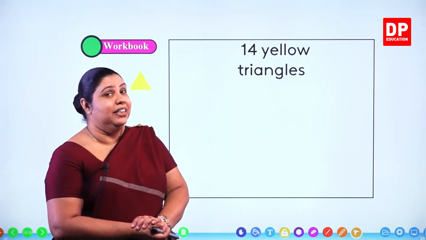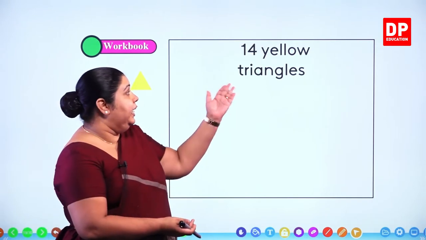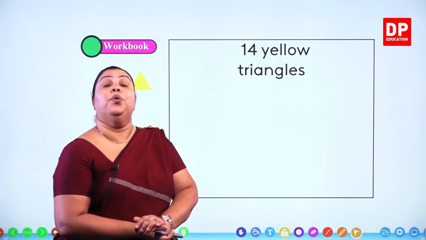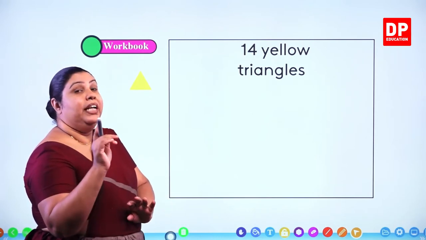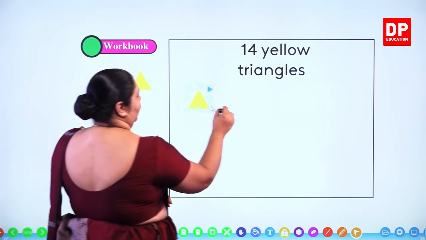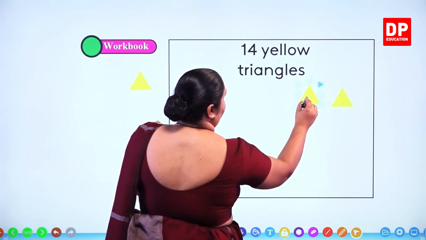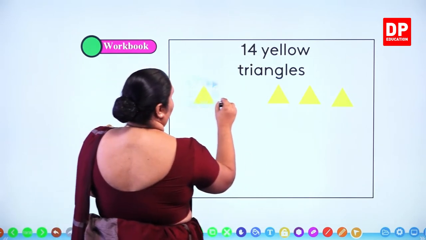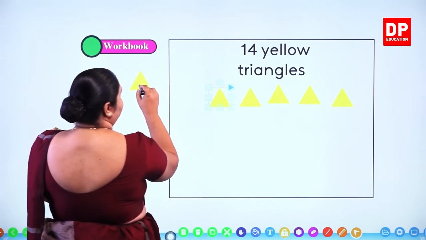Onna putalata godak andinna tiyenawa. 14, what is that number? 14ak neda putte? Yellow, what is the color? Yellow, kaha paata? Triangles, trikona. Right, it's going to be interesting. Now I'm going to bring my 14 yellow triangles and you're going to count with me. Okay, right, let's start. 1, 2, 3, 4, 5, 6.